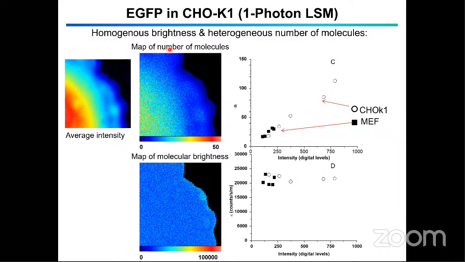So if we plot the map of the number of molecules, we can see this gradient in the concentration. If we map the molecular brightness of the molecules, you see it's uniform. It's the same everywhere because this EGFP did not aggregate in the cell. It's uniform throughout the cell.